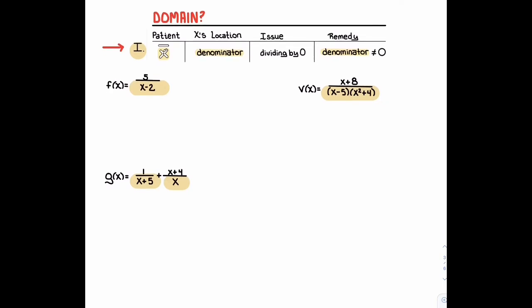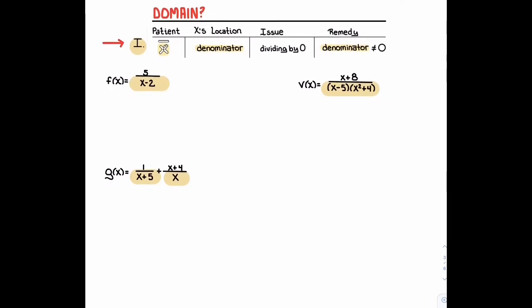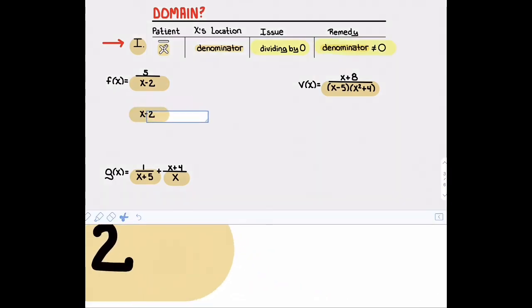Okay, so each of these equations have an x in the denominator. The problem that can cause is dividing by 0. So we want to make sure we don't choose an x that makes us divide by 0. So if we follow the rule, all we need to do is set the denominator not equal to 0, and those are the numbers we should not use.